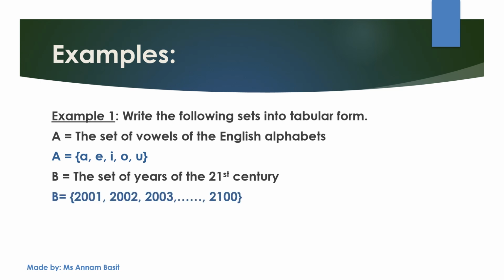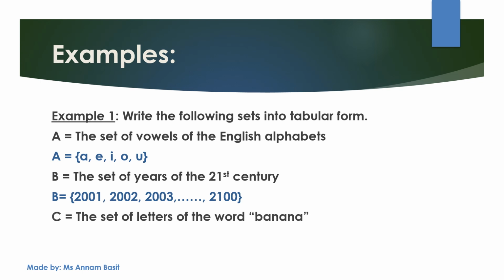So B is equal to bracket opens 2001, 2002, 2003, and then so on, and you're going to end it at 2100 and brackets close. Since there are numerous years and you cannot write them all on the paper like that, you're going to write dot dot dot to mention that it continues so on till 2100. We are writing it from 2001 because 2000 was a part of the 20th century. So the 21st century starts from 2001, then 2, 3, 4 till 2100.